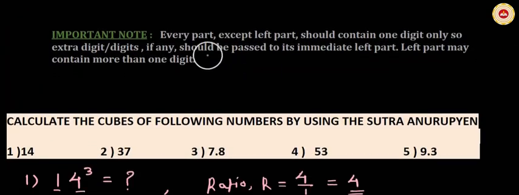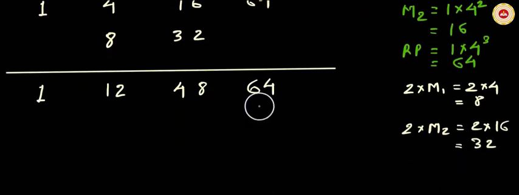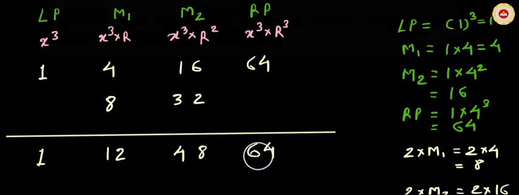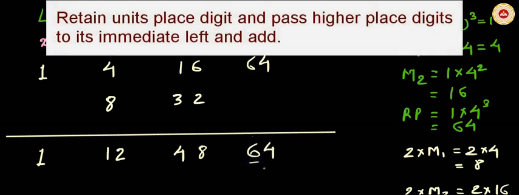See, every part except the left part should contain one digit only. So extra digit or digits, if any, should be passed to its immediate left part. The left part may contain more than one digit. Always do this process of passing extra digits, or writing zeros in place of deficit digits, from right to left. So consider the right part. What is the extra digit in this part? 6 is an extra digit.